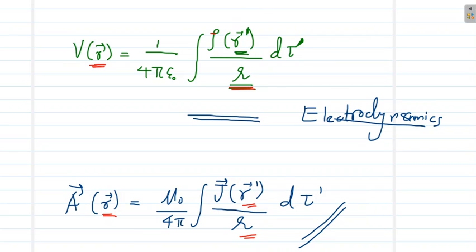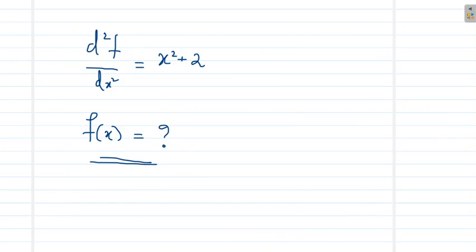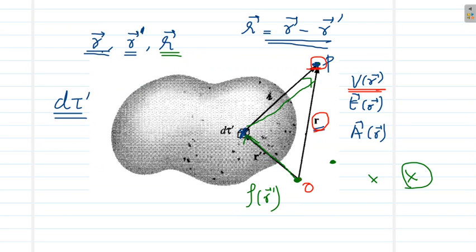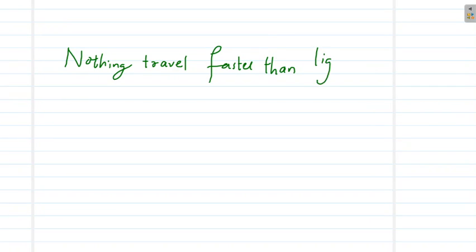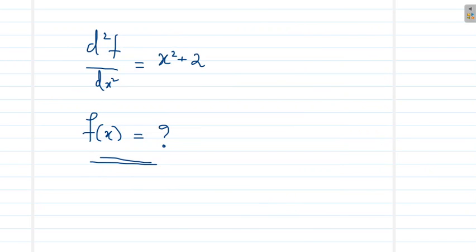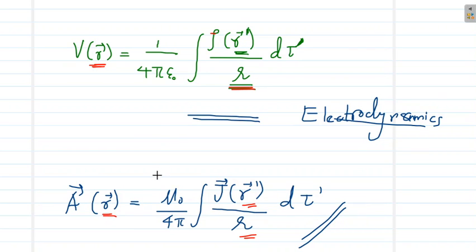We know from Einstein's theory of relativity that nothing can travel faster than light, right? So even the electromagnetic waves, the electric fields or magnetic fields, changes in potential, or any other physical quantity, it is impossible for them to travel faster than light. So we can use that concept to modify our equations for vector potential and scalar potential.